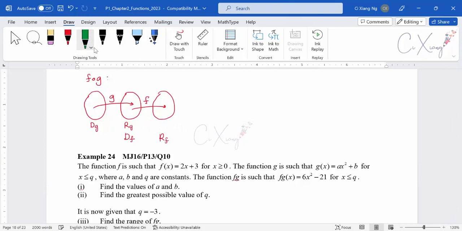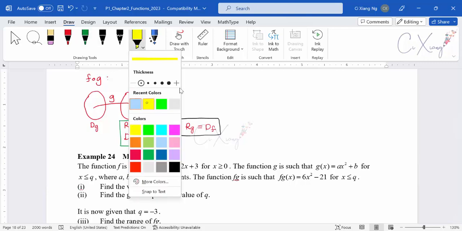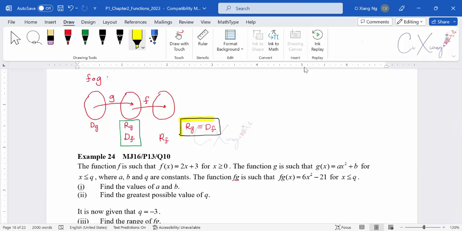So indirectly you can see very clearly that we have the same set of values for the range of g and also the domain of f. When we want to use this concept to solve questions related to domain and range for the composite function, usually we'll use this result, where the range of g equals the domain of f. This is something that we need to know to answer questions related to the domain and range for the composite function.